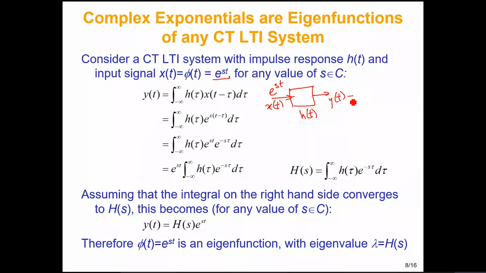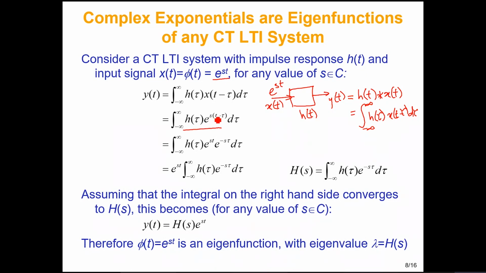Now we know that output y of t would be convolution of h of t with x of t, and we know property of convolution, you can have any order x first or h first, doesn't matter. And convolution is basically convolution integral minus infinity to infinity h of tau x of t minus tau. And using that, then we just plug in value for x of t, which was e raised to the power of st. So x of t minus tau will become e raised to the power of s(t minus tau).